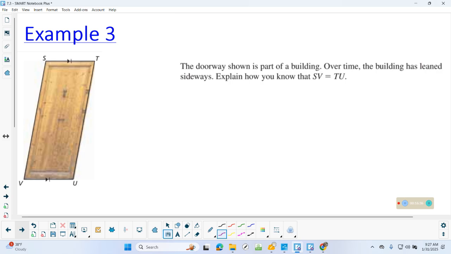All right, a doorway shown as part of the building has slowly leaned sideways, as you can see. Explain how you know that SV equals TU. Okay, well let's first have a little chit-chat. Is there enough info on this? Look close. I didn't copy the best. I'm focused in on these. I don't know how well you can see those. Do you have enough information to know it's a parallelogram?